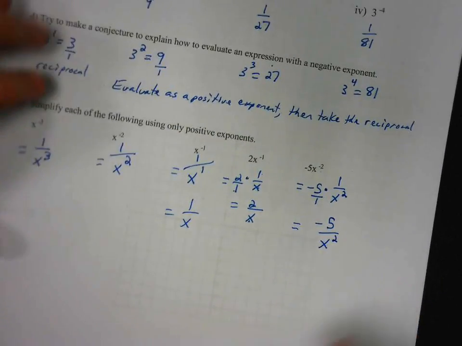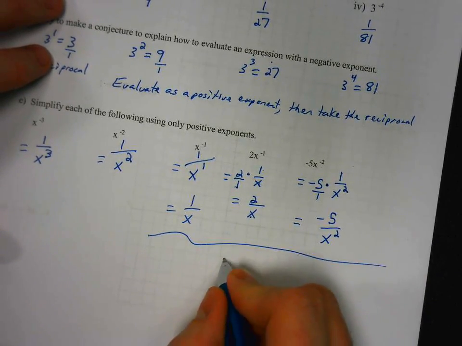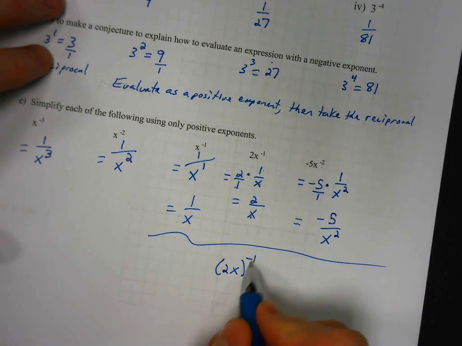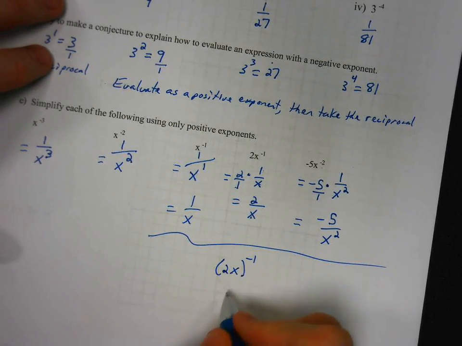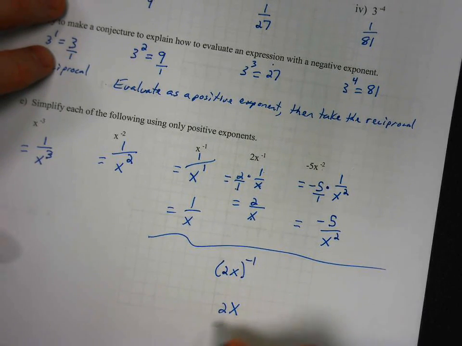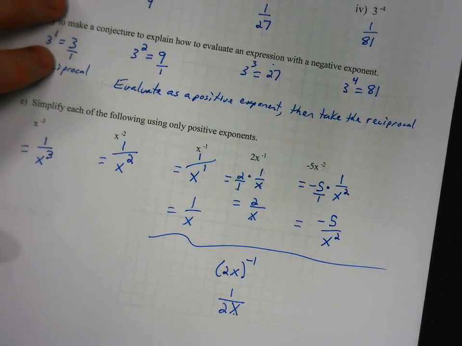Okay, now if we look at 2x to the negative 1, and just suppose that 2x was in parentheses like this, then the negative 1 is with both terms. So what you would do is take whatever's being raised to the exponent. Now 2x is being raised to the exponent. So raise it to the positive exponent. So that'd be 2x all to the first, or just 2x. And then the negative exponent, we'll flip that to get 1 over 2x.